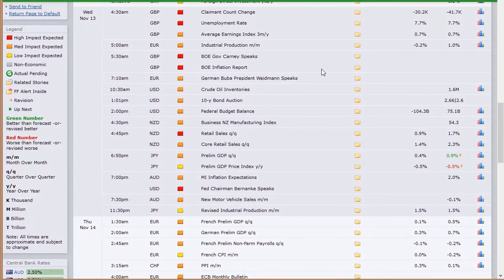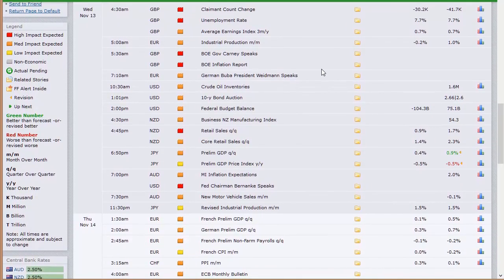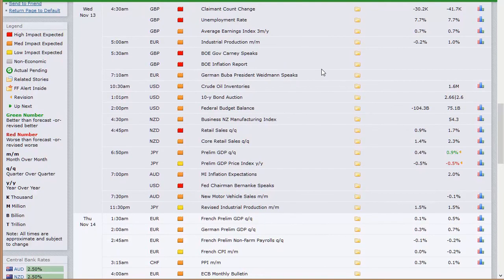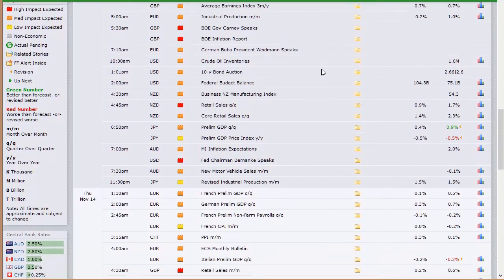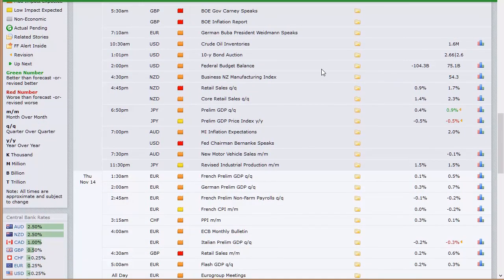You've got the key unemployment data out of the UK. You've got industrial production out of Europe. You've got some B of E inflation reports. That's the Bank of England at 5:30 a.m. Eastern time on Wednesday before the U.S. stock market opens. Crude oil inventories, 10-year bond auction, Fed budget balance. Again, those are the first data points out of the U.S. here this week.